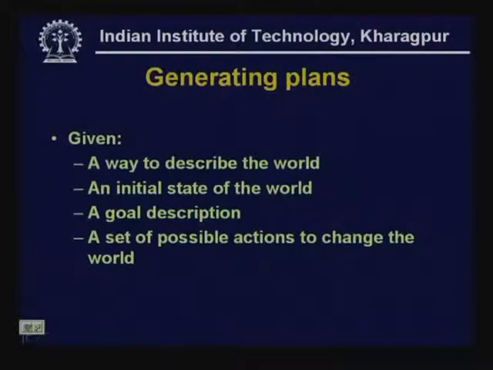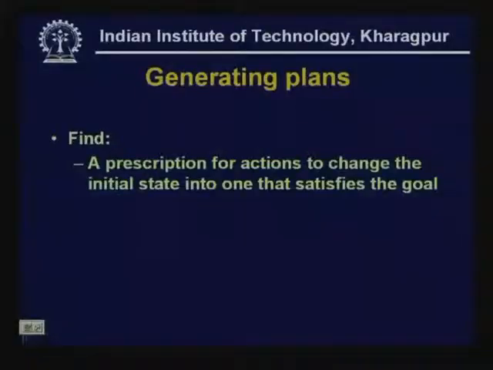Or rather, we are given the initial state description, the goal description, and the description of a set of possible actions that are there in the world, and we also know the effects of these actions. And our objective is to find a sequence of actions, or prescribe a sequence of actions, that will change the initial state and take the agent to a state where the goal will be achieved.